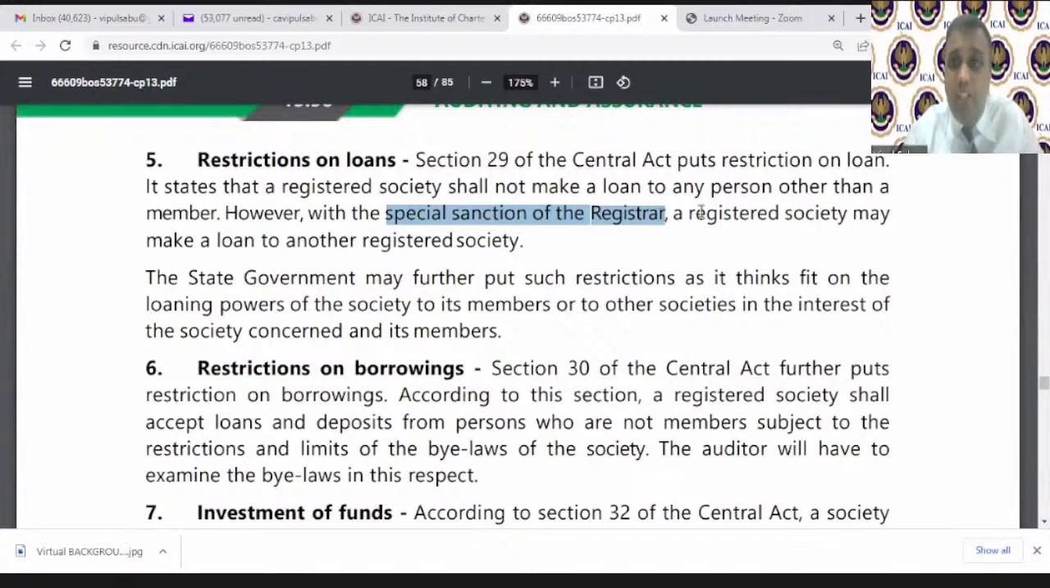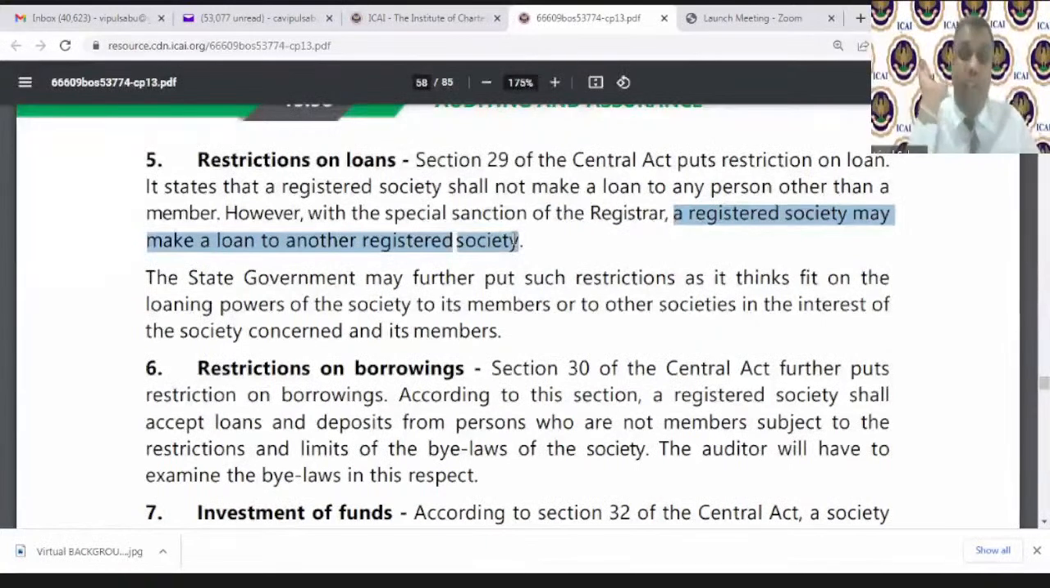A registered society may make a loan to another registered society only, not a non-member. So as a registered society, you can extend loans to your members only. Even if you have to make loans to non-members, you can extend loans to other registered societies only, and that too with the sanction of the registrar. Section 29 is restriction on loans.